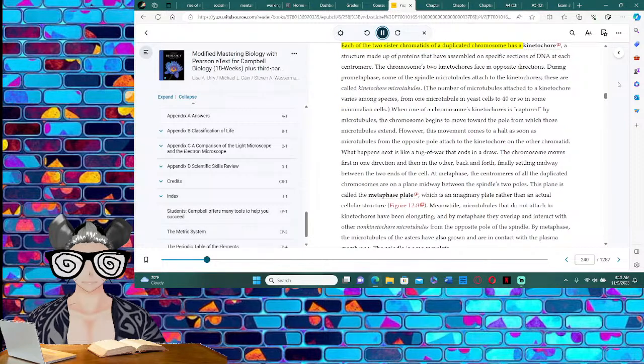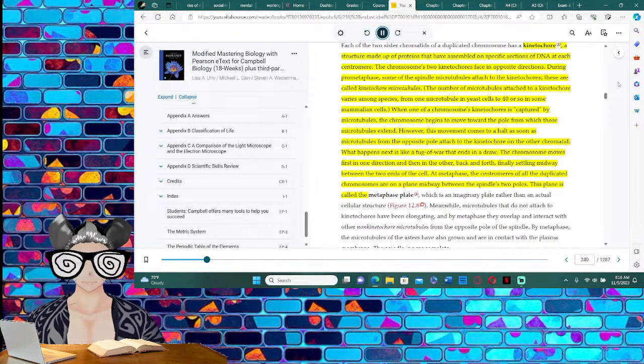Each of the 2 sister chromatids of a duplicated chromosome has a kinetochore, a structure made up of proteins that have assembled on specific sections of DNA at each centromere. The chromosome's 2 kinetochores face in opposite directions. During prometaphase, some of the spindle microtubules attach to the kinetochores; these are called kinetochore microtubules. The number of microtubules attached to a kinetochore varies among species, from 1 microtubule in yeast cells to 40 or so in some mammalian cells.